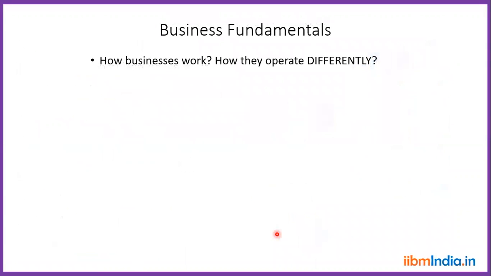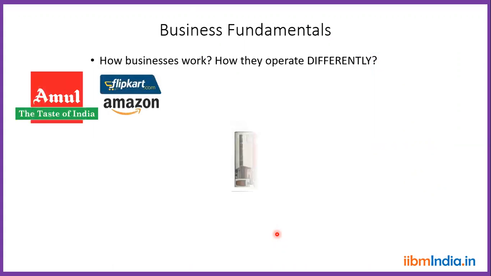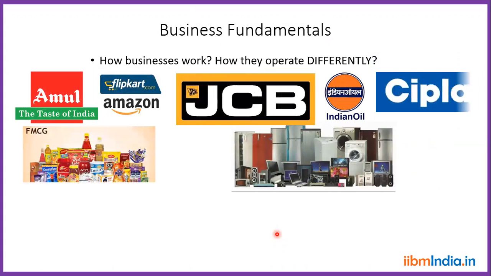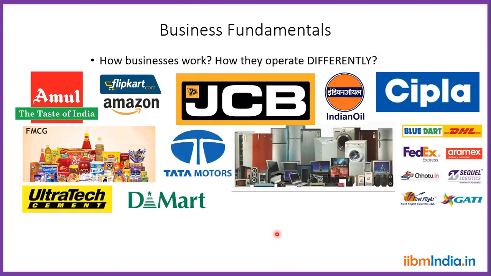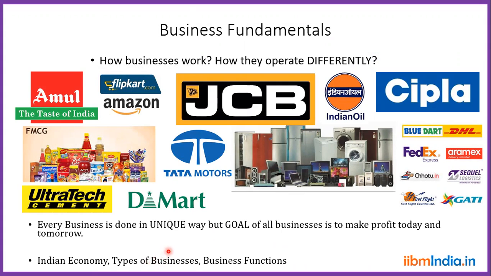The first module is business fundamentals. Here, we would like to help all the learners understand how different businesses work and how they operate in different environments. As you can see on the screen, there are different types of companies like Amul, Amazon, Flipkart, JCB, and so on. They are working in different sectors and different industries. So we will start this business fundamentals module with the Indian economy. What types of sectors are there, and in each sector, what types of industries?